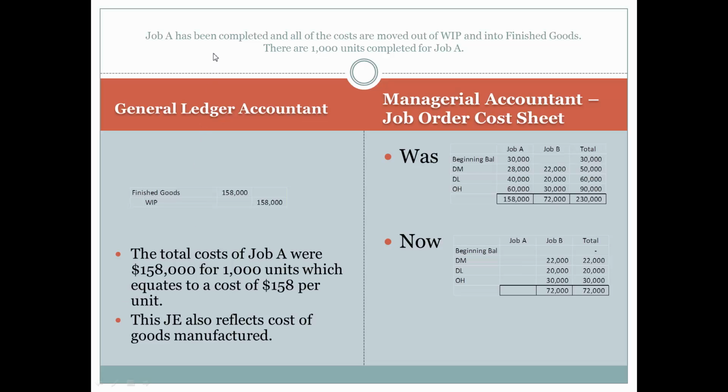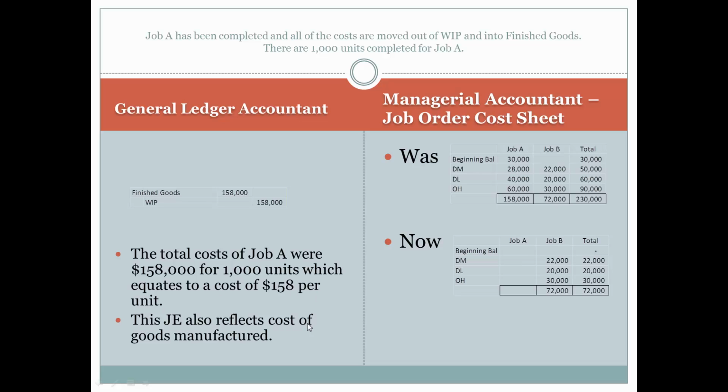Job A has been completed and all the costs are moved out of WIP and into finished goods. There were 1,000 units completed for job A. So the general ledger account is going to record the fact that finished goods have increased and WIP has decreased. So this shows the accumulated costs associated with job A. As we can see on the job order cost sheet, the total cost of job A was $158,000 for 1,000 units, which equates to a cost of $158 per unit.